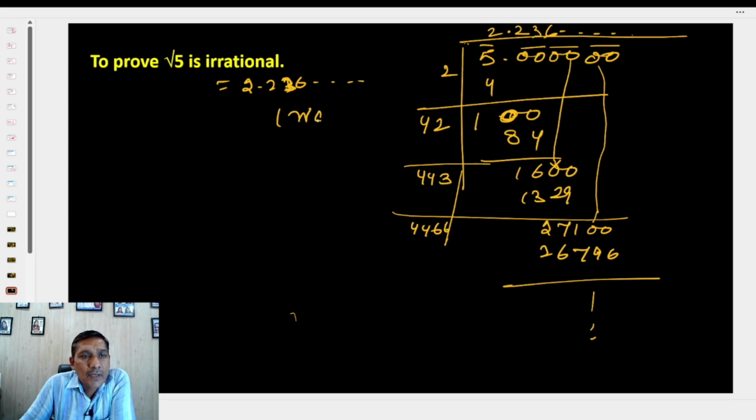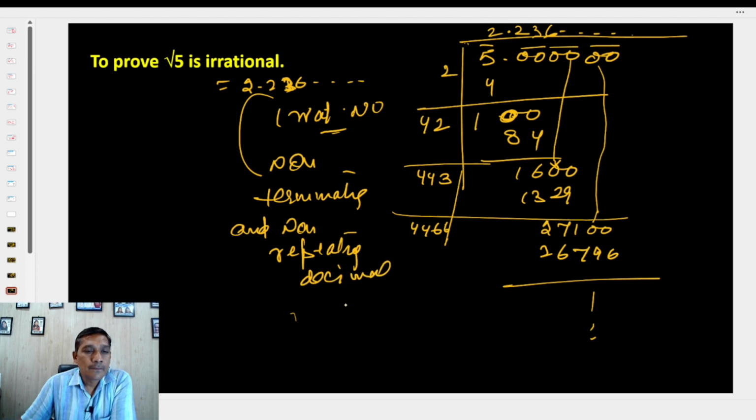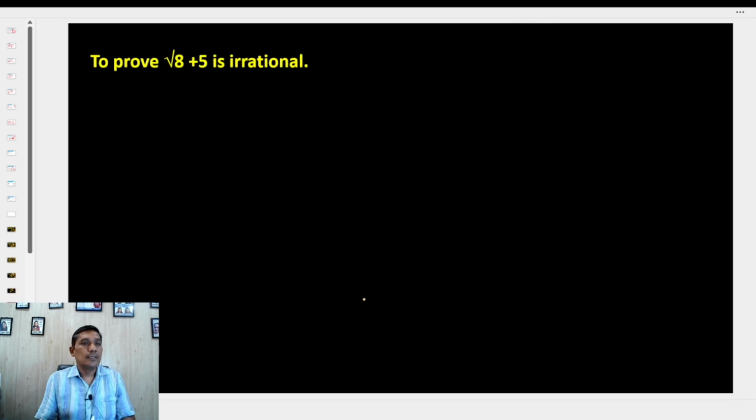It is an irrational number because this is a non-terminating and non-repeating decimal number. It is an irrational number. I hope you understand this question.